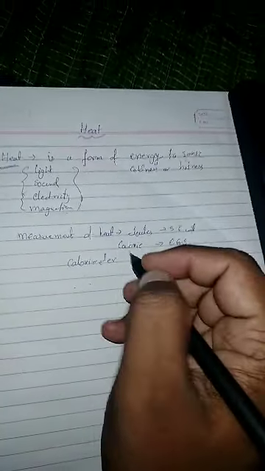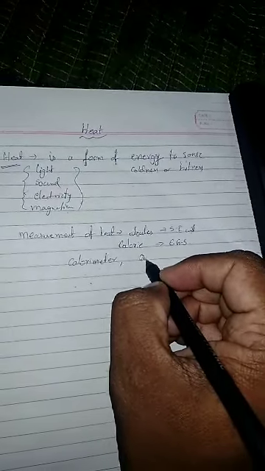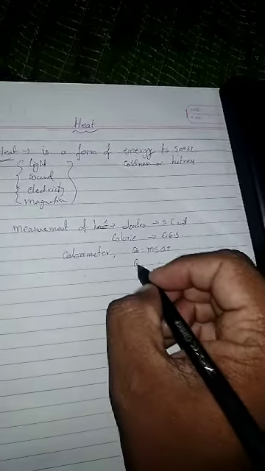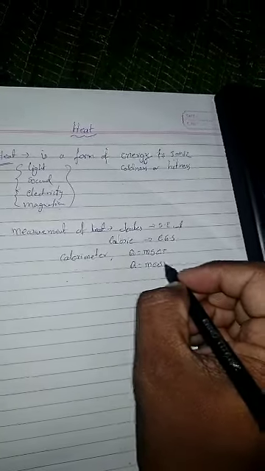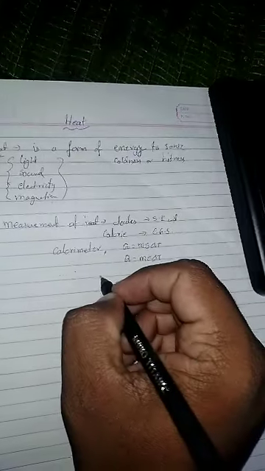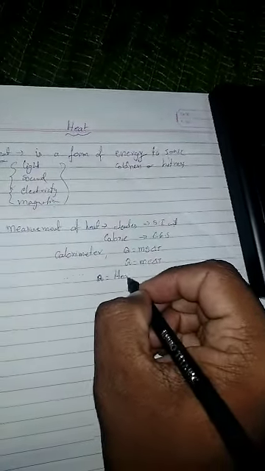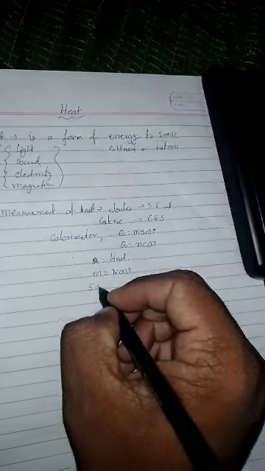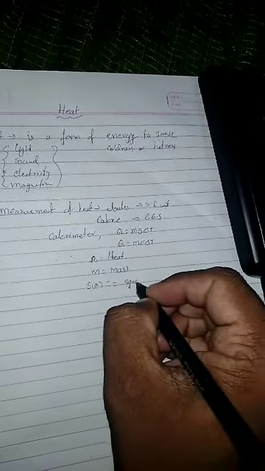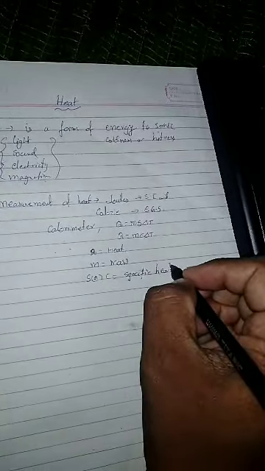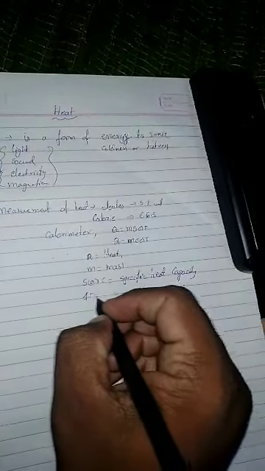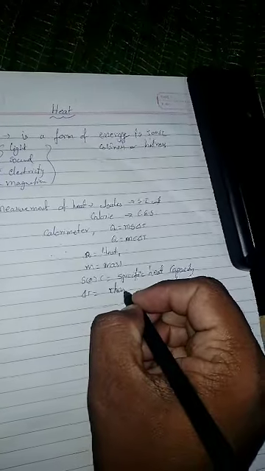Heat can be measured using a device, a calorimeter. And we have a formula also to measure heat: Q is equal to m s delta T. In some books it will be Q is equal to m c delta T, where Q is called heat, m is called mass, s or c is called specific heat capacity, and delta T is the change in temperature.